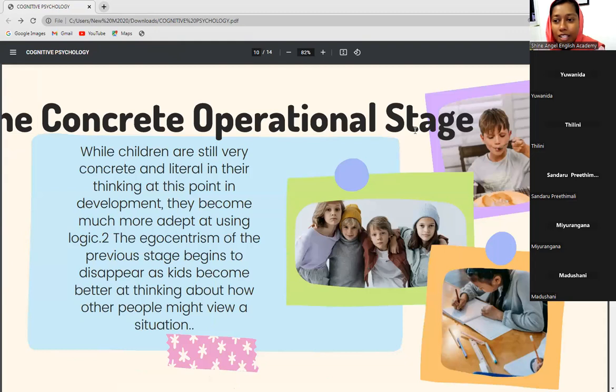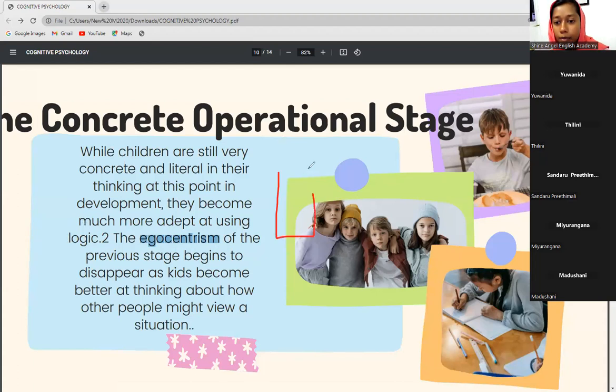So, the concrete operational stage. While children are still very concrete, literal in their thinking, they start to think. Their thinking ability and logical ability improve. They become much more adept at using logic. Second, the egocentric selfishness starts to disappear.